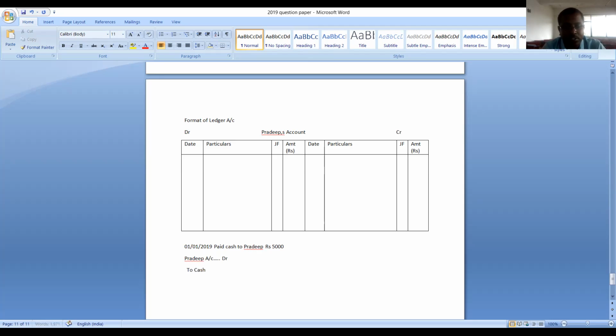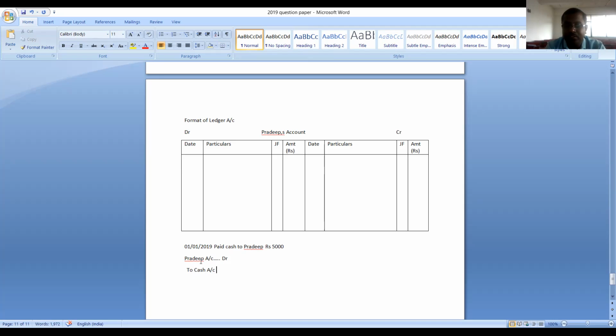Why is Pradeep's account debited? Paid cash to Pradeep means Pradeep is the receiver, so Pradeep's account is debited. Cash goes out of the business, so the cash account should be credited. Understood? So this is how you should first process the transaction. While preparing the ledger account, there is no need to write the journal entry, but internally you need to pass that journal entry or analyze that transaction.